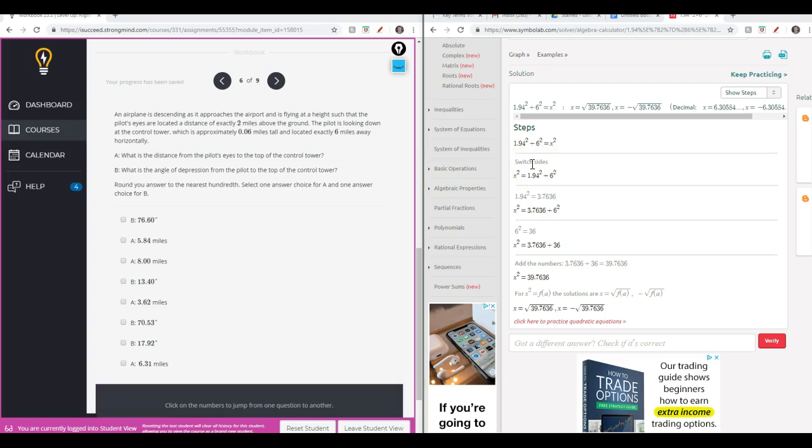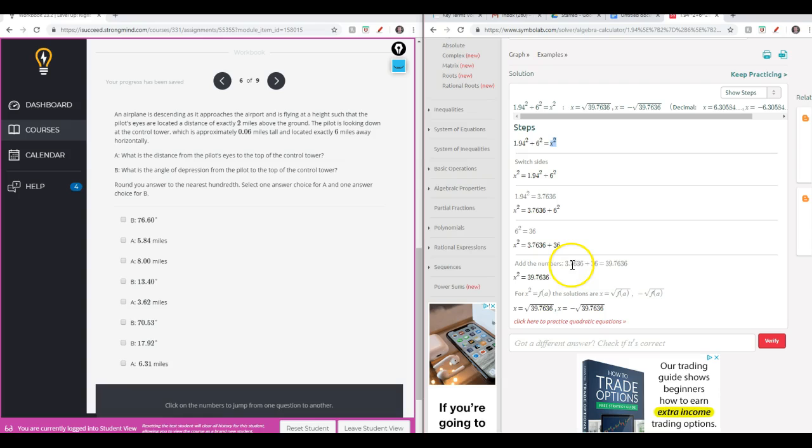It's not a necessary step, it's just part of their algorithm. They like to have what they're solving for on the left-hand side. So then they're saying 1.94 squared is 3.7636, so that's how they went from 1.94 squared to 3.7636. And then 6 squared is equal to 36, so that's how they went from this 6 squared to 36.